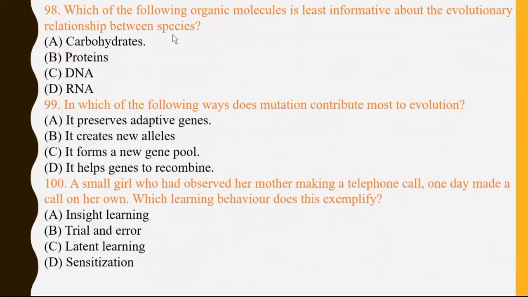Which of the following organic molecules is least informative about the evolutionary relationship between species? A. Carbohydrate. B. Protein. C. DNA. D. RNA.